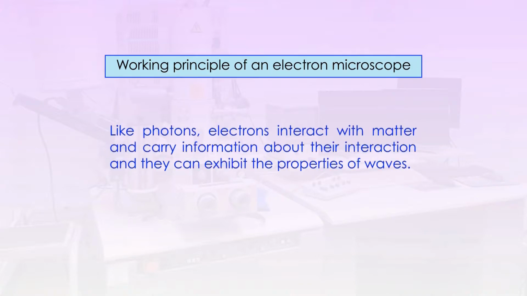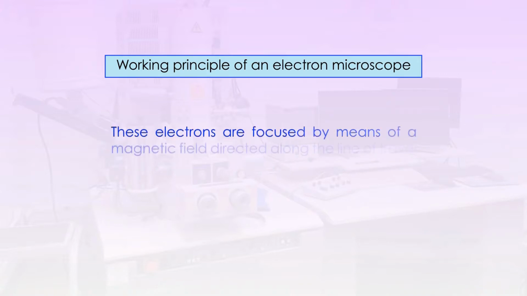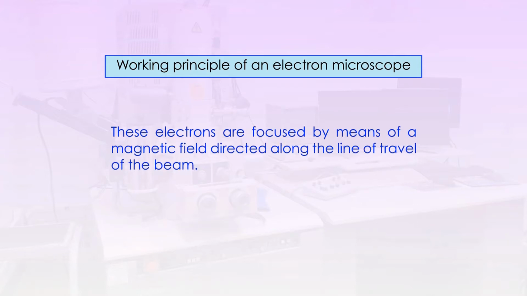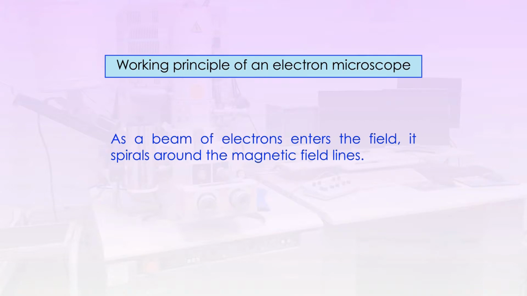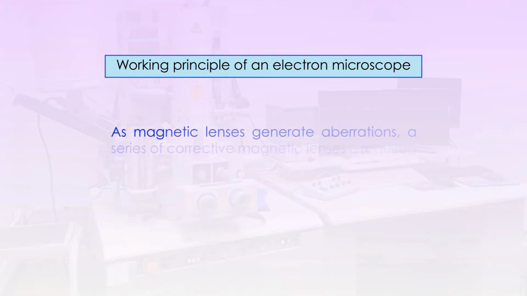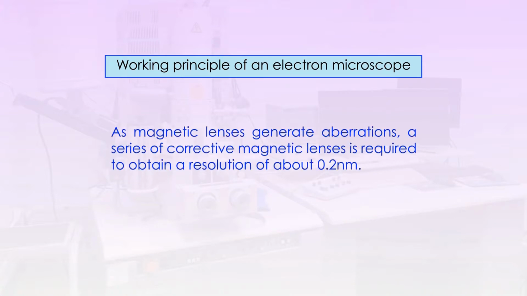Like photons, these electrons interact with matter and carry information about their interaction, and they can exhibit the properties of waves. These electrons are focused by means of a magnetic field which is directed along the line of travel of the beam, and as a beam of electrons enters the field, it spirals around the magnetic field lines. As magnetic lenses generate aberrations, a series of corrective magnetic lenses is required to obtain a resolution of about 0.2 nanometer.